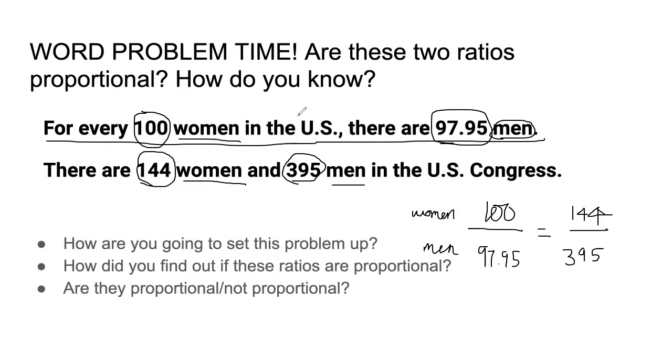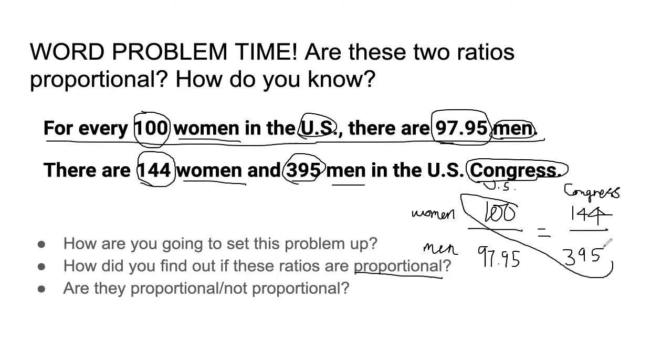Now, this first fraction, this is talking about the US. This is women to men in the US. So this is describing the US. The next fraction, that's talking about Congress. Okay. So the first one is describing US, second one is describing Congress. The question is, are they proportional? How do we find out if they're proportional? We got to use the butterfly method. Now, if we get the same number when we cross multiply, that means they're proportional. We're good. If we don't, that means they're not proportional. Let me show you why this matters.